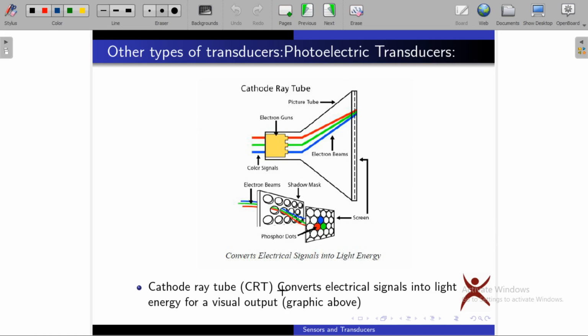CRT, cathode ray tube, is also a transducer because it converts electrical energy into light energy for a visual output. That's why it is a transducer. CRT is a transducer.